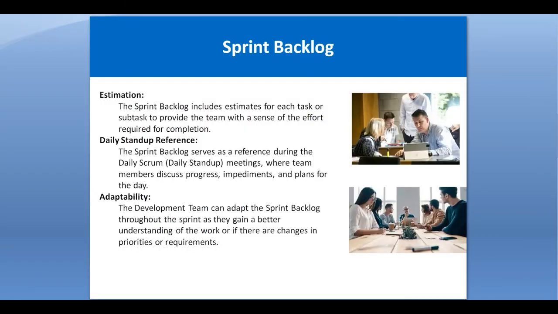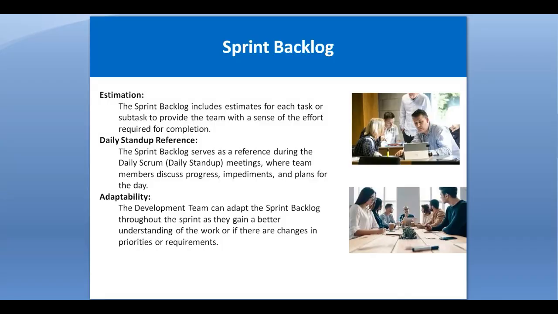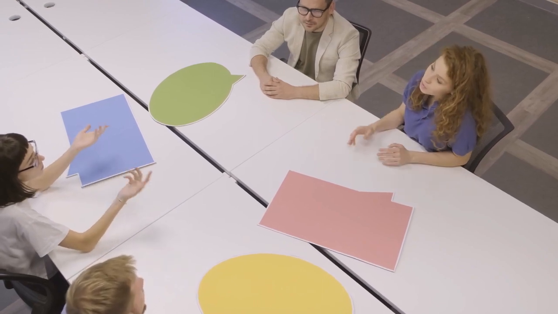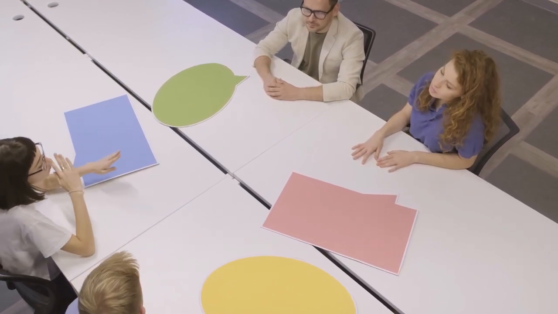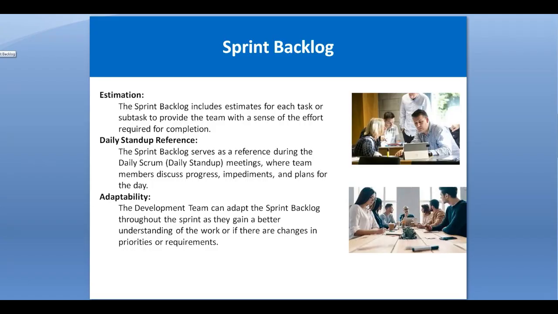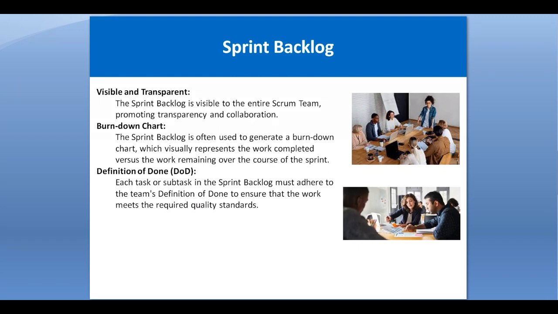Adaptability. The Scrum development team can adapt the sprint backlog throughout the sprint as they gain a better understanding of the work, or if there are changes in the priorities or requirements. We know that the Scrum framework is more adaptable, more agile, and the changes which come in can be easily adopted in the Scrum framework. So whatever changes are coming and priorities are changing, Scrum is more adaptable in that sense as well.